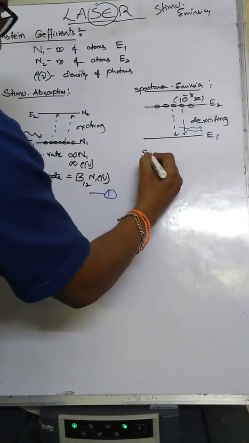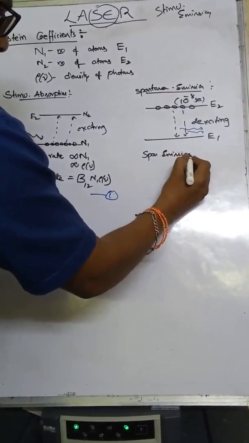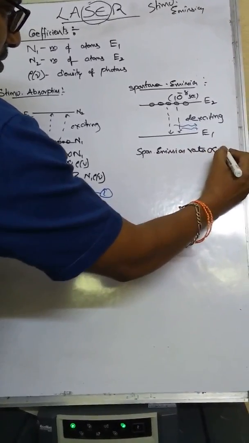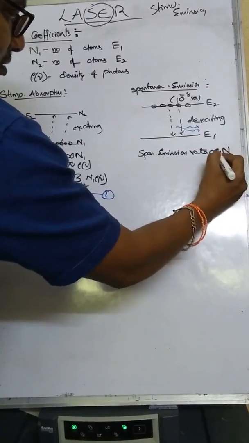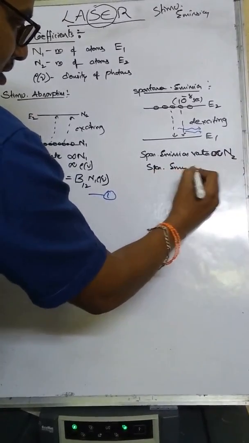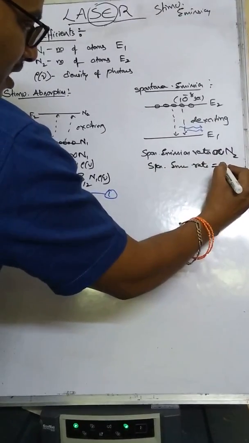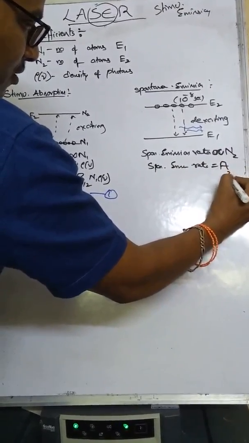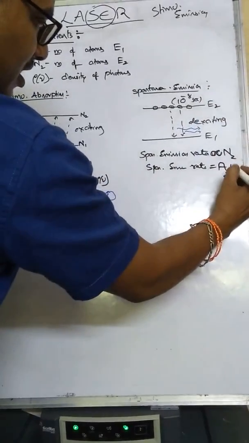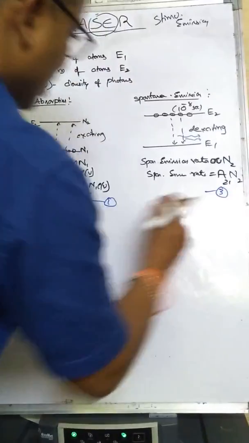Now for the spontaneous emission rate, I am writing in a shortcut manner to save time. This depends upon N2, with a proportionality constant. If I write, the spontaneous emission rate is equal to A21 from the second state to the first state, times N2, and I am calling it equation 2.